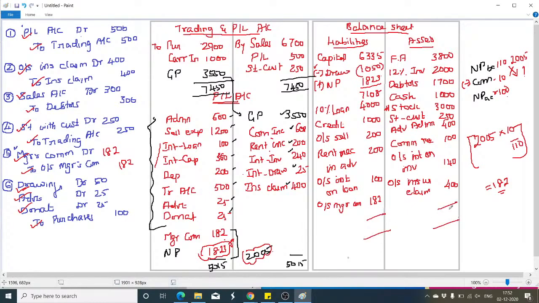I hope so it will be getting tallied. So 7108, 4000, 1000, 200, 200, 100, 182. The total of the liability side is 12,790 and total of the asset side is 12,790. It's also getting tallied. Is it clear? I hope so you could now understand easily.